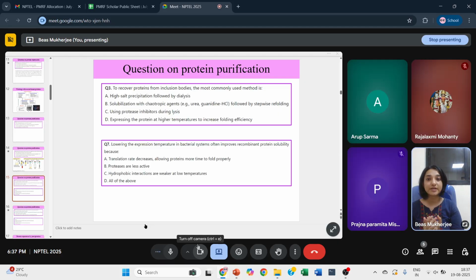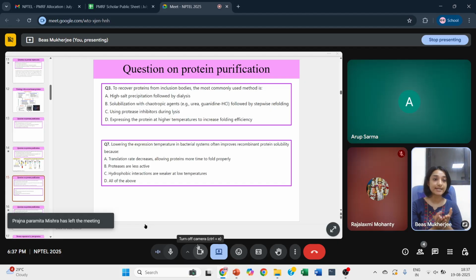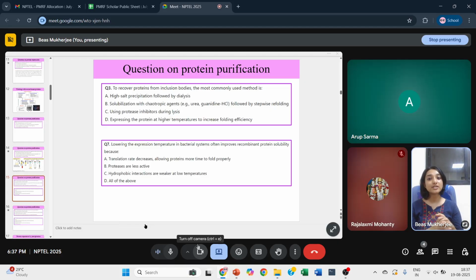Lowering the expression temperature in bacterial system often improves recombinant protein solubility. This is because A, translation rate decreases, allowing the protein more time to fold properly. B, proteases are less active, because proteases are most active at 37 degrees centigrade. That is the normal temperature for the bacteria. But let's say you are growing your protein at 16 degrees centigrade, then the proteases will not be very active, right? C, hydrophobic interactions are weaker at lower temperature. And D is all of the above. Okay.